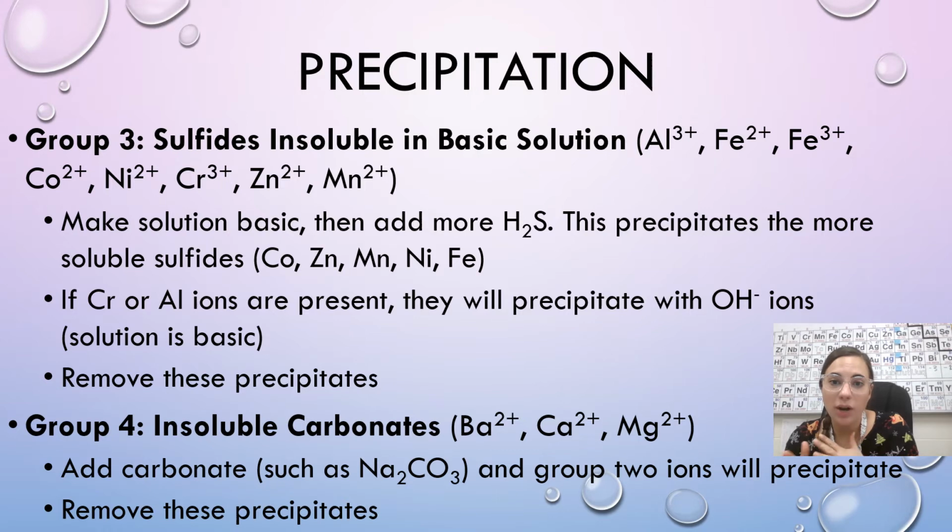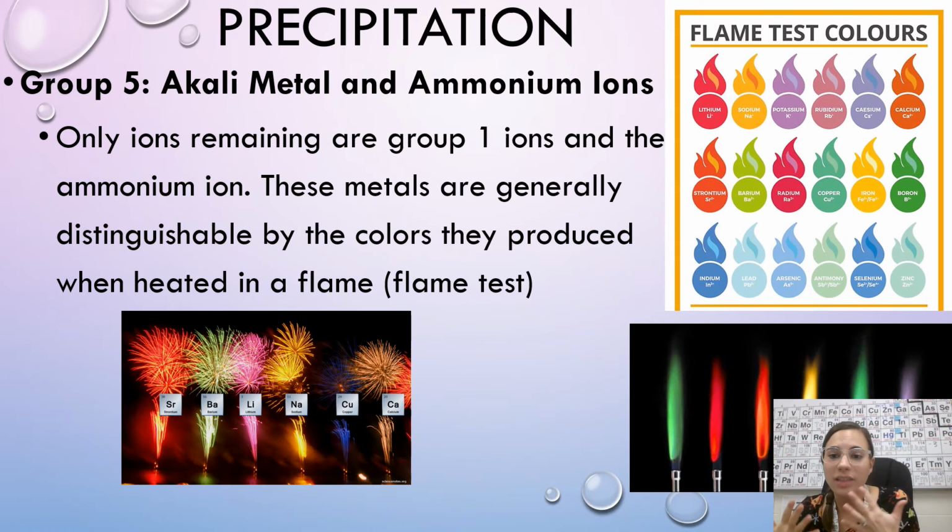Then we're going to go for our group 2, which are less commonly insoluble. They're insoluble with carbonate, so we're going to add something like sodium carbonate to precipitate out those. Then we're left with our group 1 and ammonium ions. Typically, the way that we can differentiate between those ions is by doing a flame test, because they glow different colors depending on what the metal is.